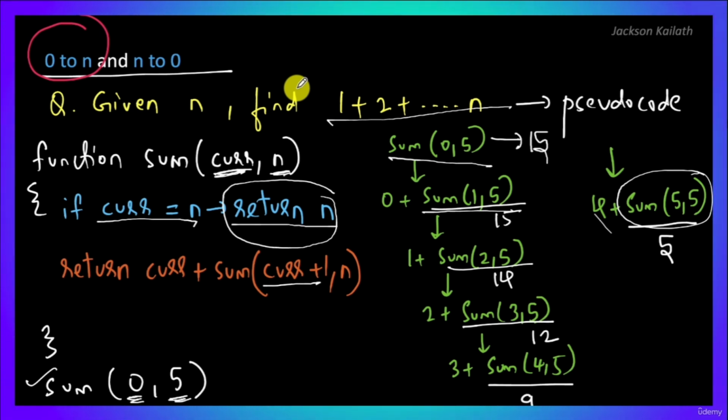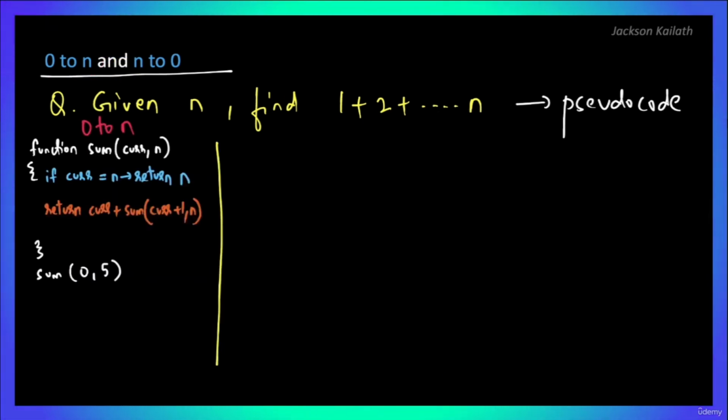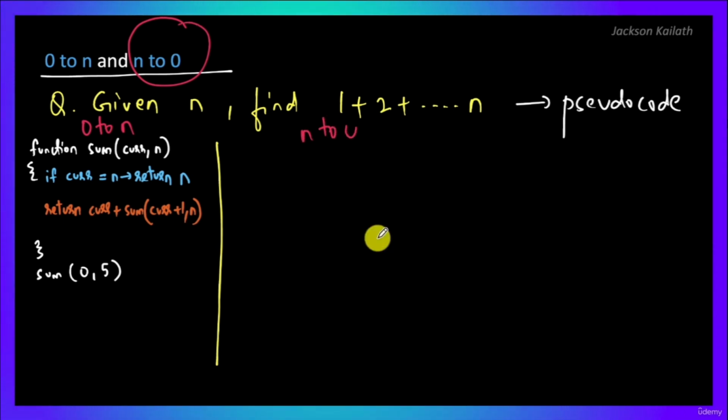So we have solved this question using recursion, and notice that we went from 0 to n. Over here it's 0, cur is 1, 2, 3, 4 and 5, right? So we solve this question by going from 0 to n. Now let's try to solve the same question by going from n to 0. Let's write the pseudocode for it. So let's write it over here.